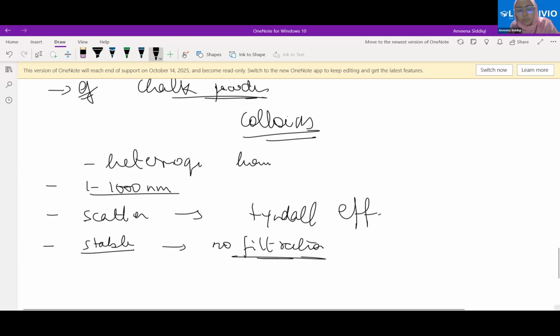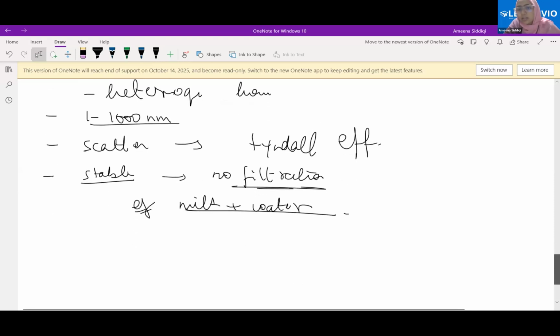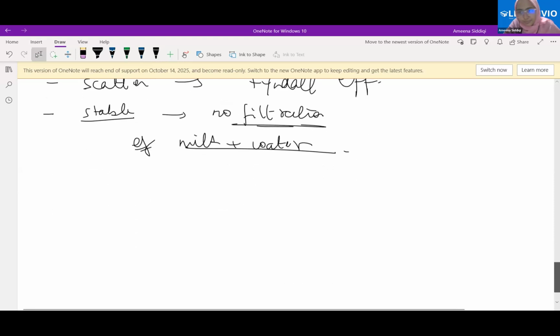Milk. Beta, you were talking about milk and water, right? Milk plus water is a colloidal solution. They seem to be mixed, but they have actually not dissolved into each other.